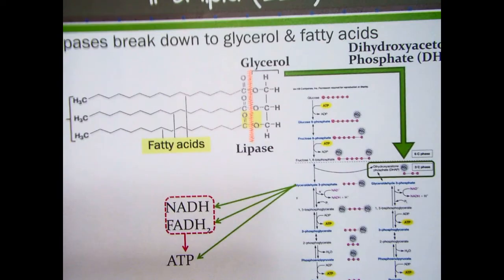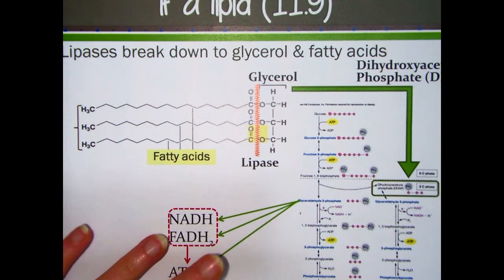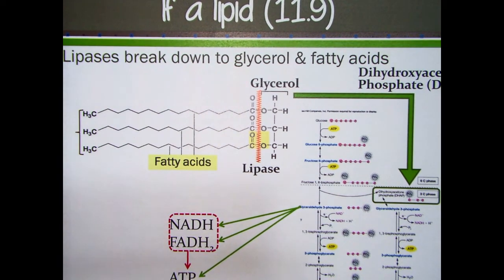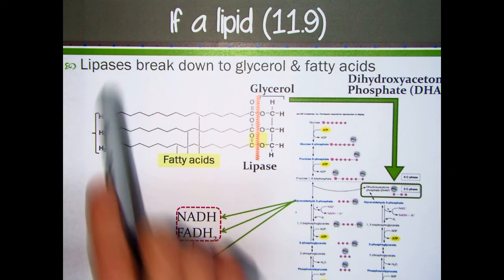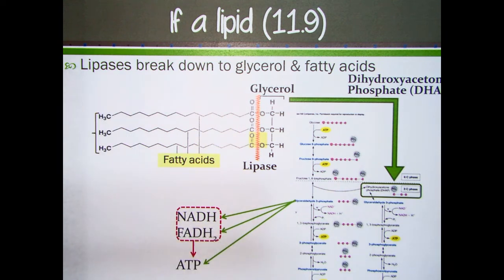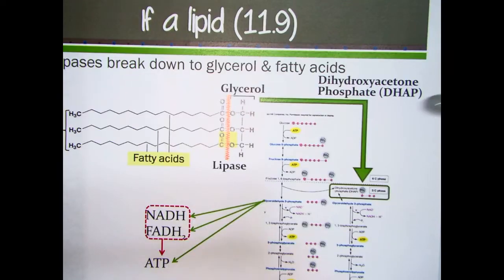All right, so what if the bacterium is eating a lipid? So that's also an option. We did not look at this in lab because it is bizarrely tricky to measure, but it does happen in real life. So if the bacterium is eating a lipid, then the first thing that it does is use enzymes called lipases to break down the lipid into the glycerol part and the fatty acid part. So the glycerol part gets converted to something called dihydroxyacetone phosphate.